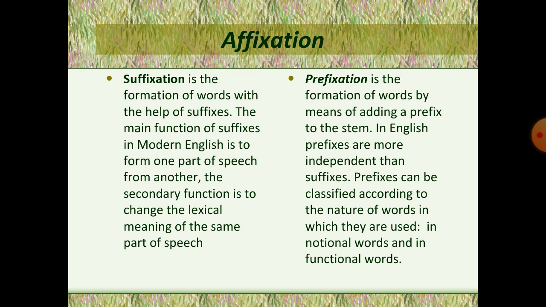The second is semantic classification. Suffixes changing the lexical meaning of the stem can be subdivided into groups. For example, noun-forming suffixes can denote A. the agent of the action, B. nationality, C. collectivity, D. diminutiveness, and E. quality.